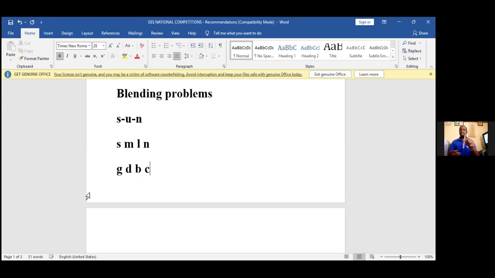So what happens is, put these objects in front of the children. And together with your children, you say the names, cup, pen, tin. Then you tell the children, I'm going to blend or to sound the word. When you hear the word, one of you will stand up, you go and pick the object.